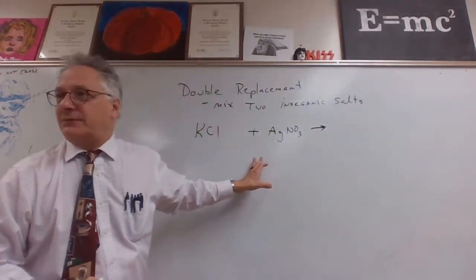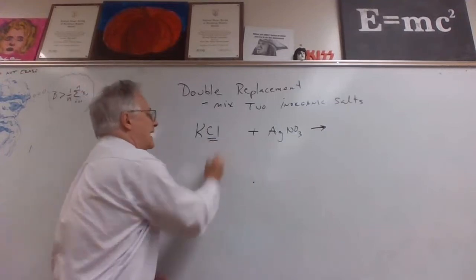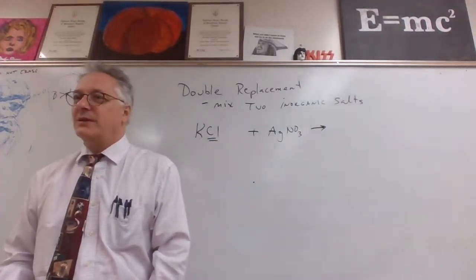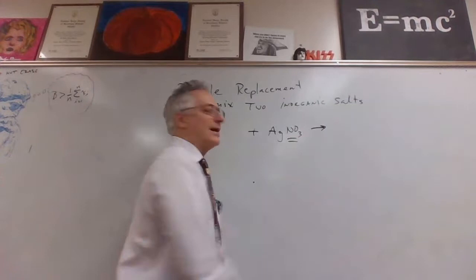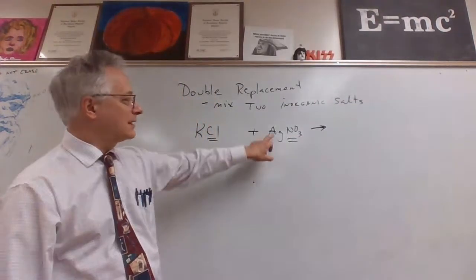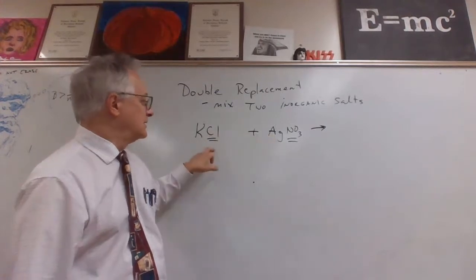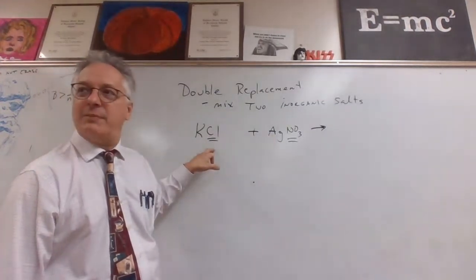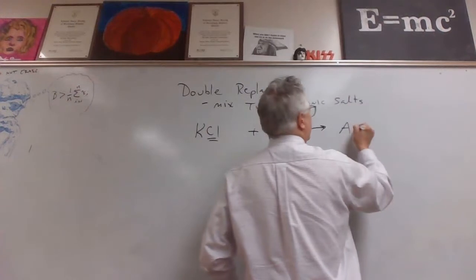Same exact thing happens here. Potassium goes with chloride to the homecoming and says, boy, I really got my eye on that nitrate. They're beautiful. Silver says, okay, chloride, not that bad. So they switch partners.